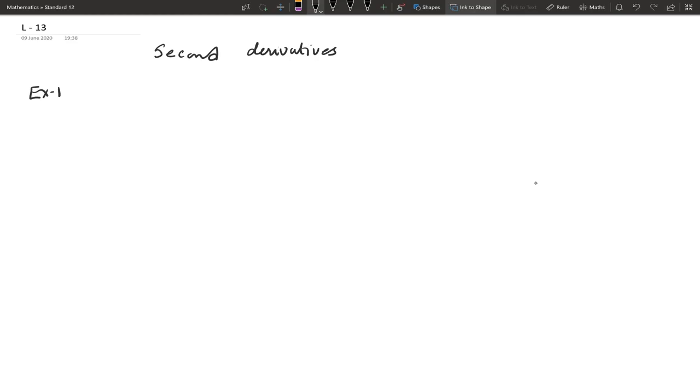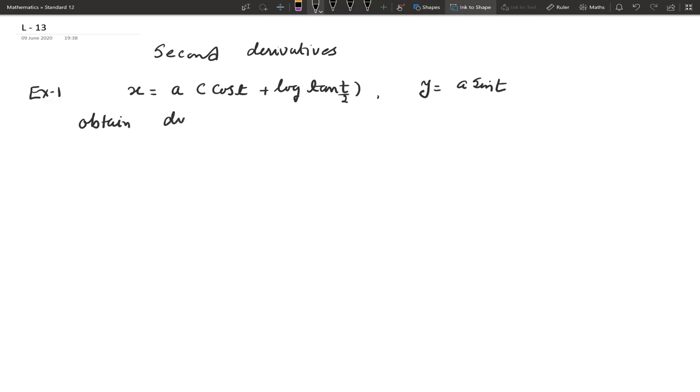Derivative based on parametric equations: x equal to a into bracket cos t plus log tan t by 2, and y equal to a sin t. The question is: obtain dy by dx.